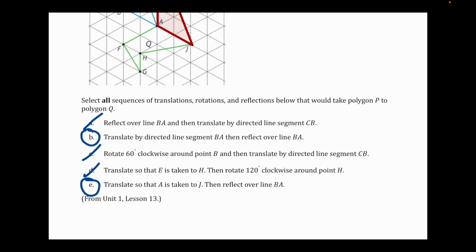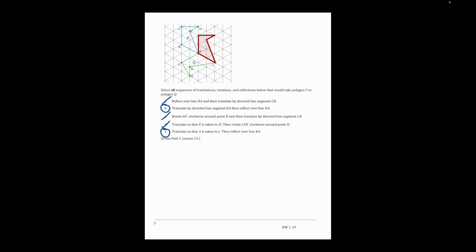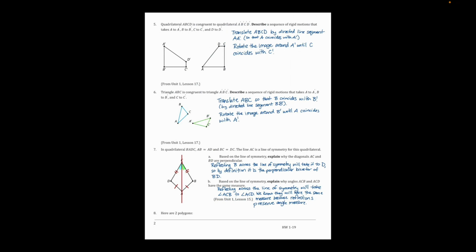And that should be the end of our homework here. Yeah, it is, because I don't have any problems below it. So that is it for all of homework number 19, or the cumulative practice problems for Unit 1, Lesson 19 of Illustrative Math Geometry.